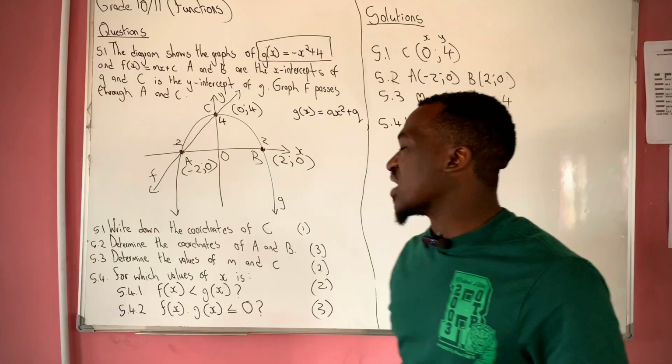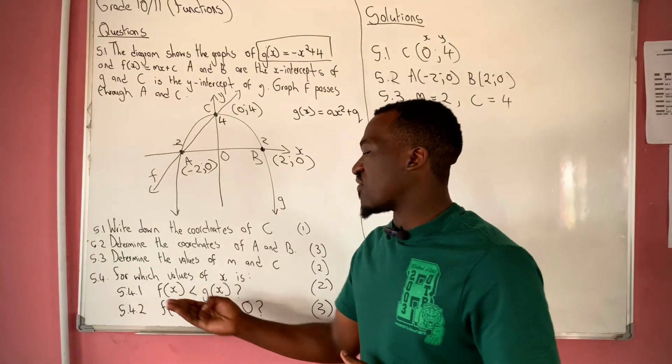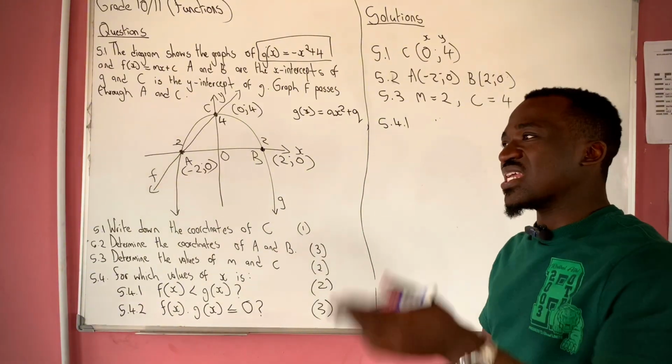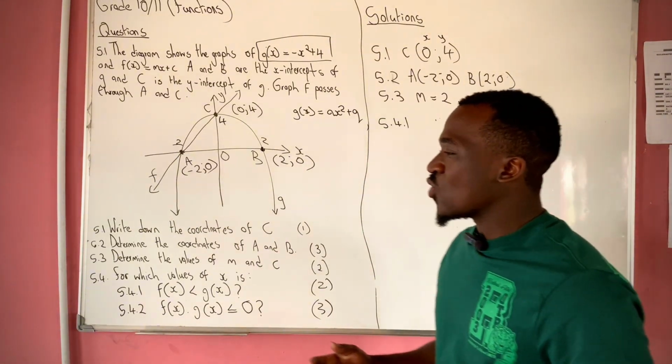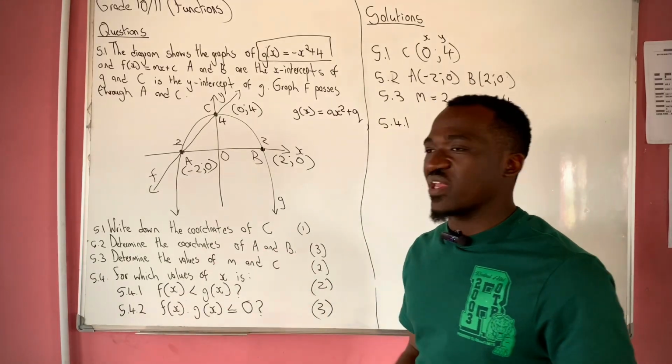Now, looking at 5.4, we simply have: for which values of x is f of x less than g of x? We're going to go back to the graph now. We are interpreting that graph in such a way that we want to see where the graph of f is below the graph of g of x.